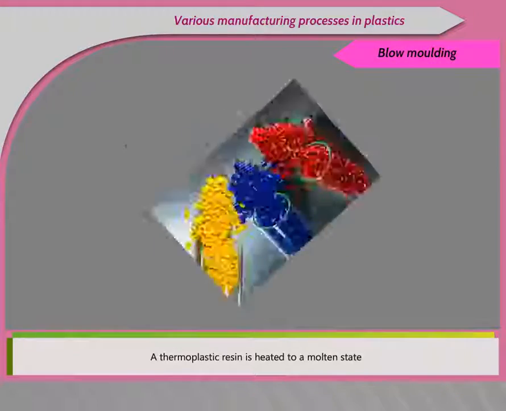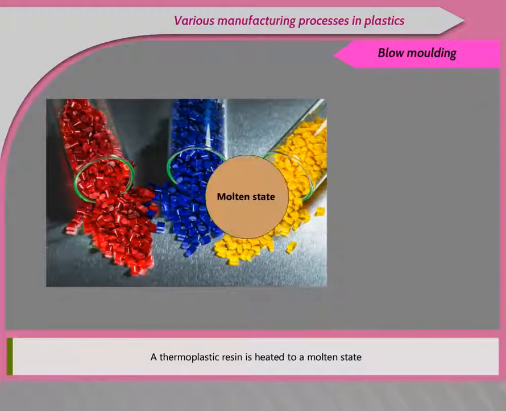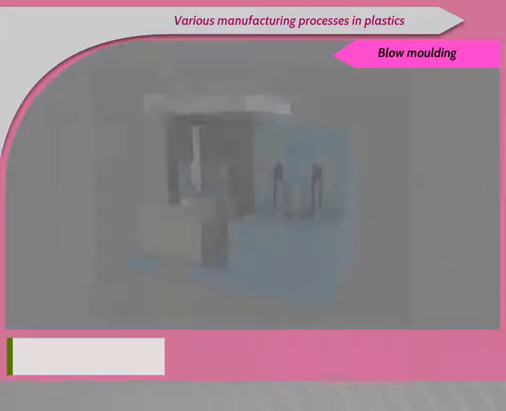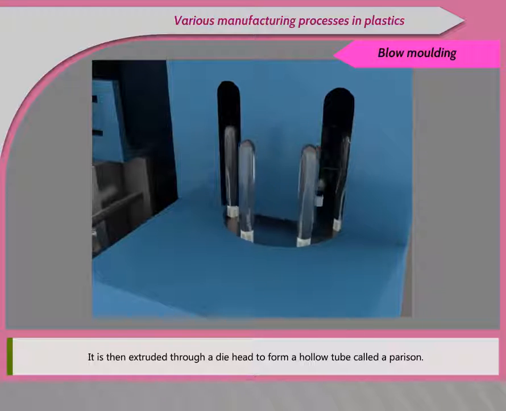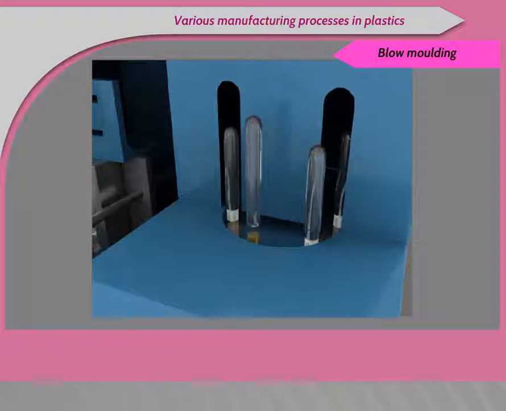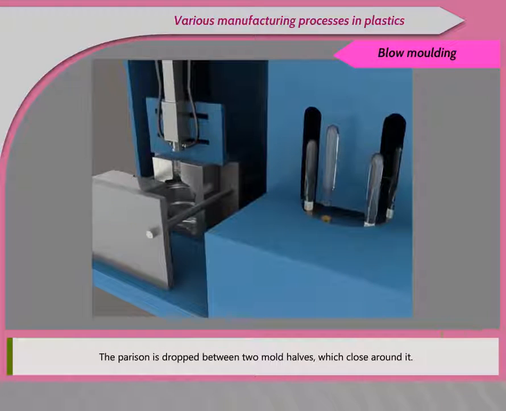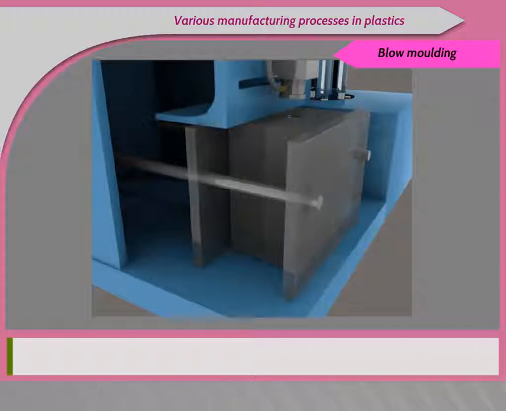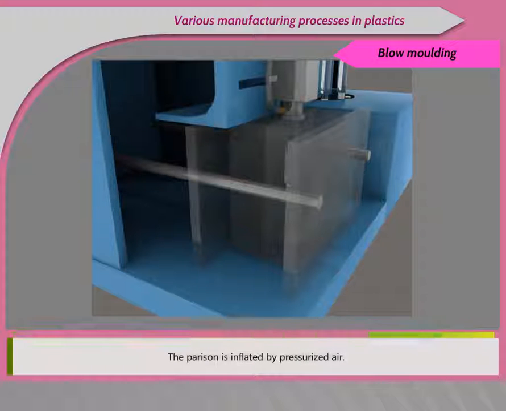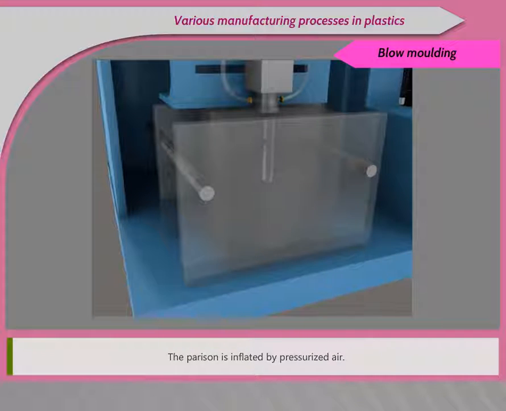Blow molding. A thermoplastic resin is heated to a molten state. It is then extruded through a die head to form a hollow tube called a parison. The parison is dropped between two mold halves, which close around it. The parison is inflated by pressurized air.